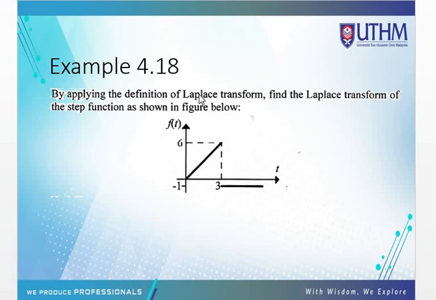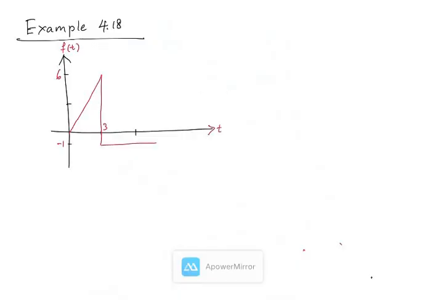By applying the definition of Laplace transform, find the Laplace transform of the step function as shown in the figure below. Okay, this function can be represented by f(t) equal to 2t from 0 to 3, whereas negative 1 starting from 3. So when t is more than 3, you have the value of negative 1. So this is the function.